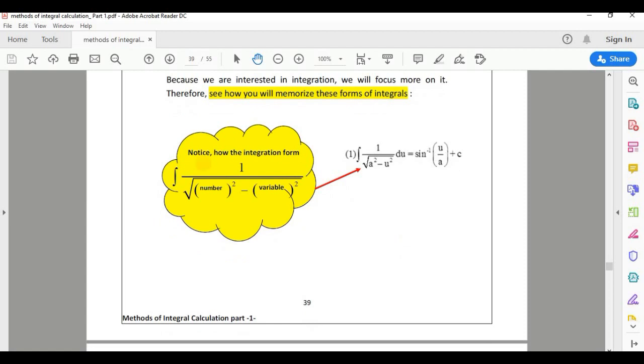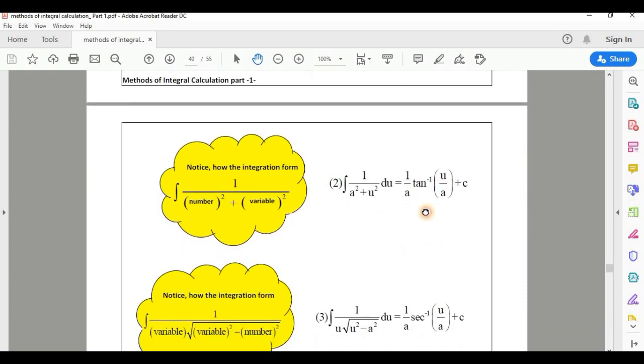Let's see. Notice the integration form. We have the integral of 1 over the square root of a number to the power 2 minus a variable to the power 2. If I see any integral in this form, the result will be directly inverse sine, and don't forget the angle u divided by a, plus the constant. Let's see the other one.